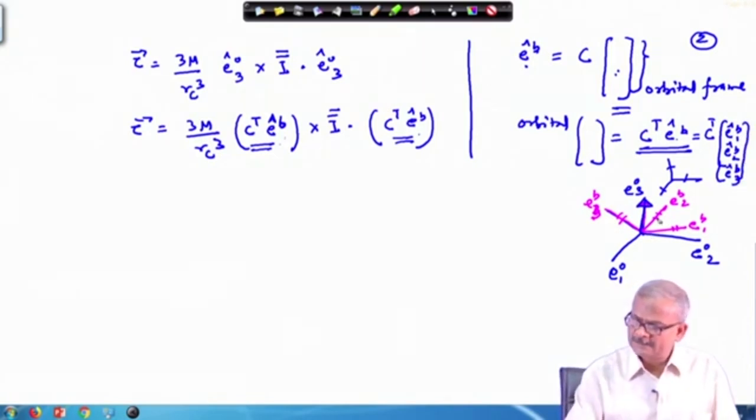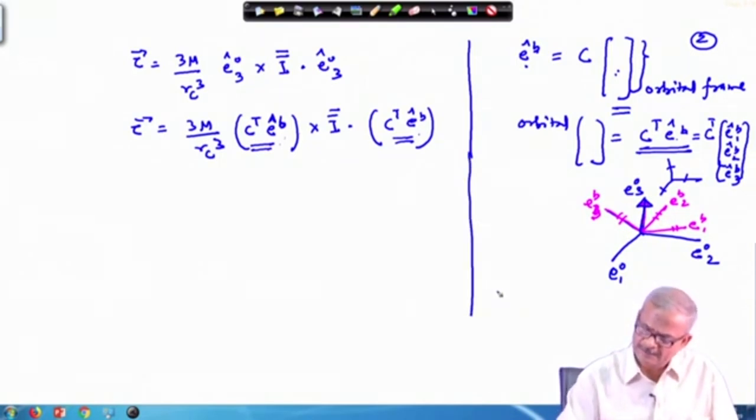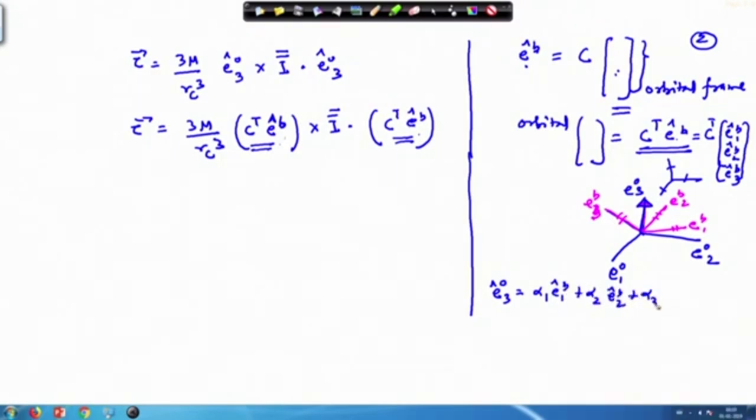Obviously, as per our previous rotation case, that E_O3 vector can be expressed as a combination of, let us say, alpha 1 times E cap B1 plus alpha 2 times E cap B2 plus alpha 3 times E cap B3. Instead of doing this, we are writing it in this format. So, we go from the orbital frame to the body frame and from the body frame to the orbital frame in which way we can approach. This is the thing which can be written.